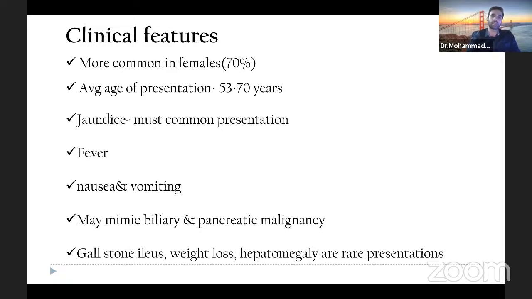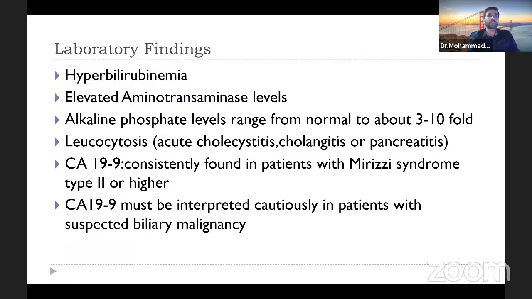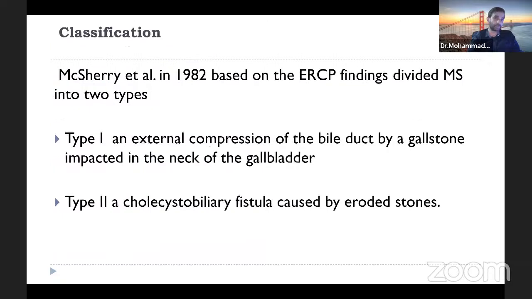What are the features? It is usually common in females. Average age of presentation is 50 to 70 years. Jaundice is the most common presentation. They can have fever, cholangitis, and it can mimic biliary and pancreatic malignancy. This is very important. Or gallstone ileus. The patient usually presents with jaundice, elevated ALP and aminotransferase levels. In type 2 Mirizzi, CA19-9 is raised, which must be interpreted cautiously in patients when we are suspecting biliary malignancy.